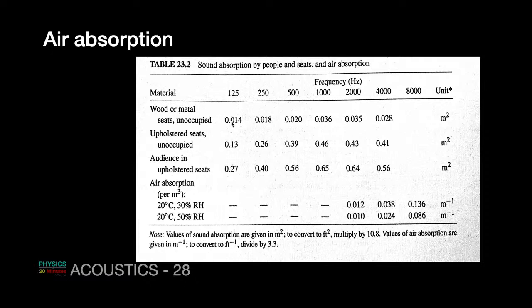Remember, these are not coefficients of absorption. These are coefficients, but the coefficient of absorption was dimensionless. These have units of per meter square. Upholstered seats have different values. If you take a bare wooden seat, the coefficient of absorption is much less. But if you have upholstered, cushioned seats, the coefficient of absorption increases many-fold.